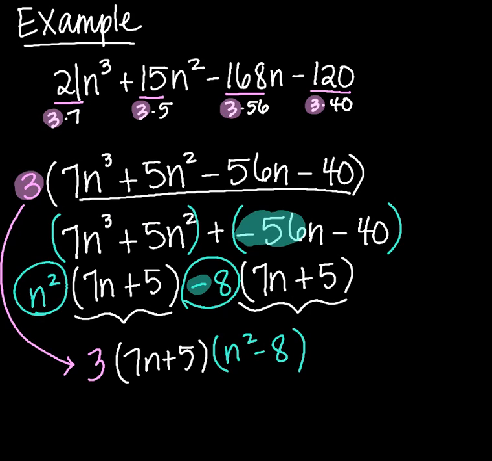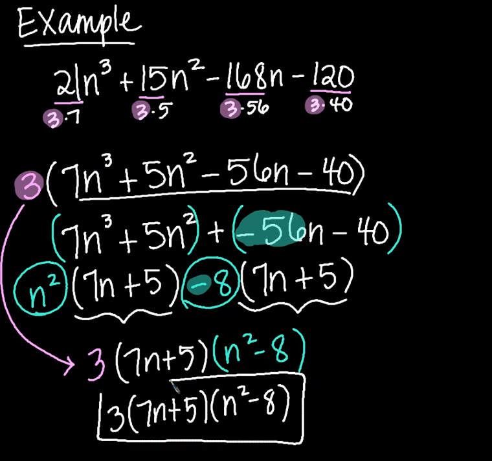So in its totally factored form, 21n cubed plus 15n squared minus 168n minus 120 is going to be 3 times the sum of 7n and 5 times the difference of n squared and 8. And we are finished.